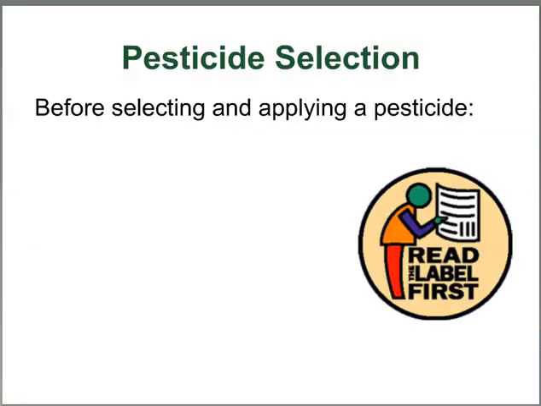Before any pesticide selection and application takes place, there are a few things you need to know. What is the pest? In order to successfully manage a pest, you need to know what you're dealing with. Just like a mechanic can't fix your car without knowing what's wrong, or a doctor can't help you feel better without knowing what's wrong, you can't manage your pest without knowing exactly what it is.